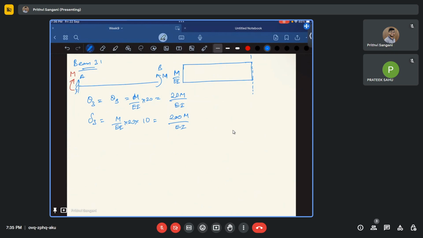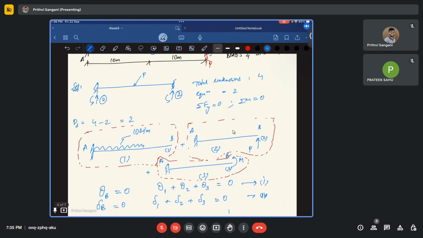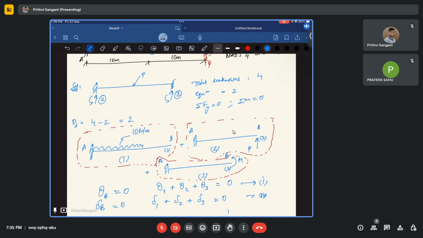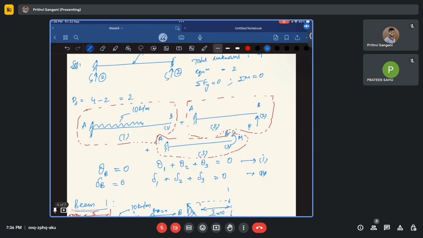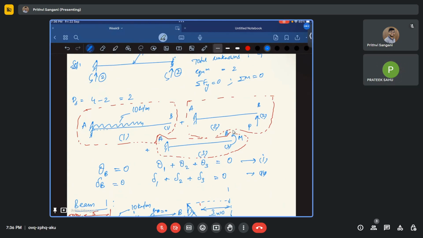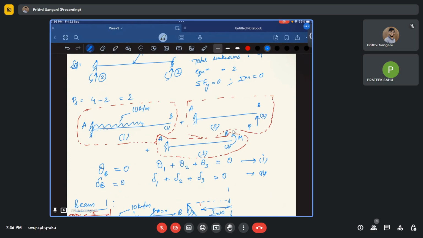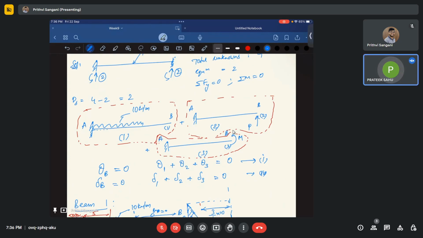So now the sign convention comes into the picture. We need to be very careful when we are using the sign. Tell me, for beam 1, how is the displacement, downwards or upwards? Downwards. What about for beam 2? Upwards. What about beam 3? Upwards.